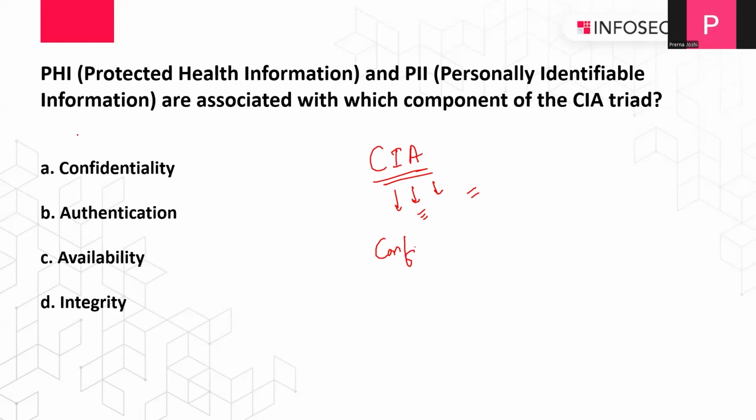Now when we talk about PHI, protected health information, and PII, what are these things associated with? These things are associated with confidentiality, meaning the data.